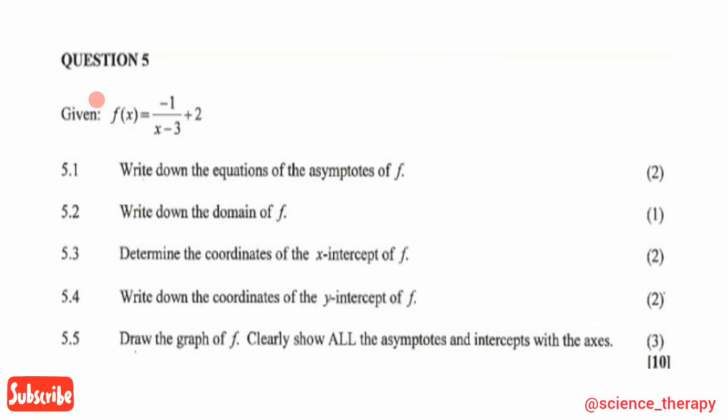5.2 says write down the domain of f. So what is the domain? We said the domain is a set of all possible x values, and here all the x values are possible for this function, but x should not be the asymptote. So the way to write that domain is to say the domain is x element of real numbers, because all real numbers are possible for x, but where x is not equal to 3. So that's how you go about it: x element of real numbers where x is not equal to 3.